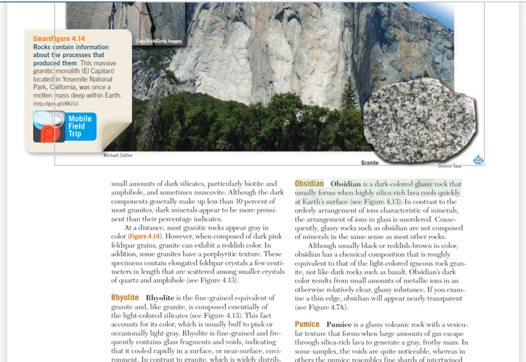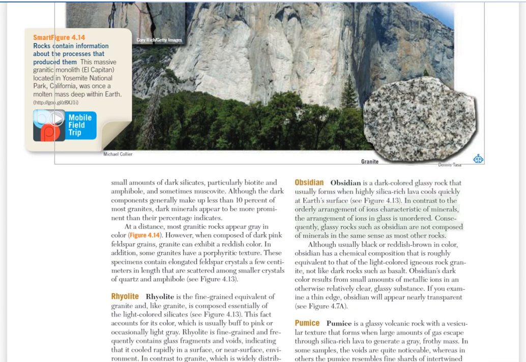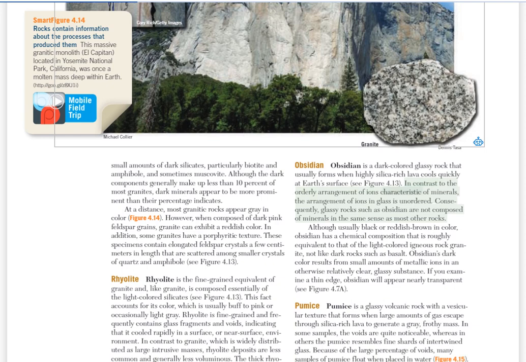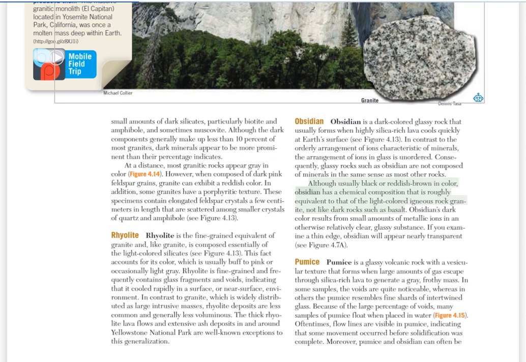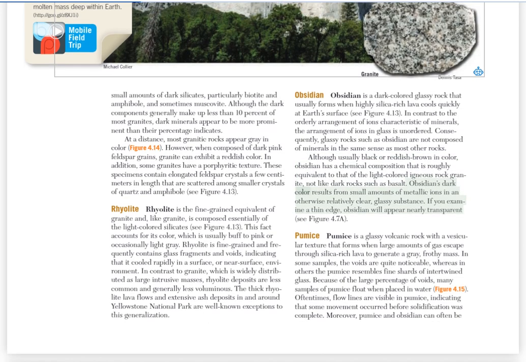Obsidian. Obsidian is a dark-colored glassy rock that usually forms when highly silica-rich lava cools quickly at Earth's surface. In contrast to the orderly arrangement of ions characteristic of minerals, the arrangement of ions in glass is unordered. Consequently, glassy rocks such as obsidian are not composed of minerals in the same sense as most other rocks. Although usually black or reddish-brown in color, obsidian has a chemical composition that is roughly equivalent to that of the light-colored igneous rock granite, not like dark rocks such as basalt. Obsidian's dark color results from small amounts of metallic ions in an otherwise relatively clear, glassy substance. If you examine a thin edge, obsidian will appear nearly transparent.